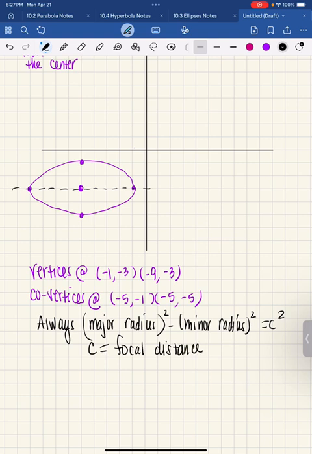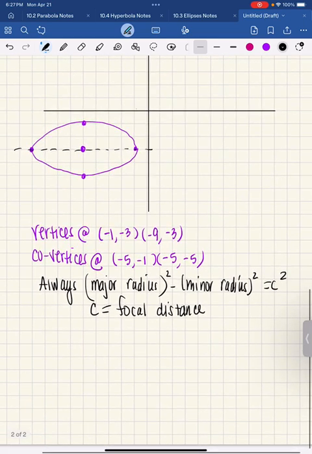It's got to be the major minus the minor because the major is bigger. If you take a bigger number and subtract a smaller number, you're going to get a positive. If you flip it around, a small number minus a big number is negative, and you can't square root a negative. So in this particular problem, it is going to be the x radius squared minus the y radius squared, and that's going to equal c squared.